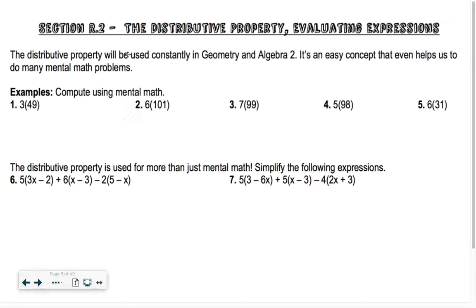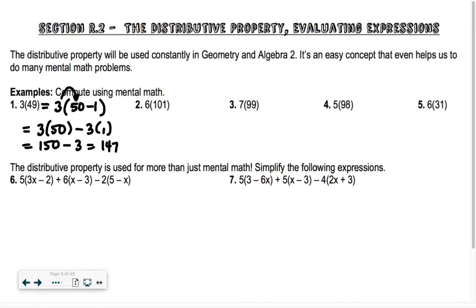If I have 3 times 49, what we do in our head is we think about multiplying 3 times 50 minus 1. If you remember the distributive property, we can distribute the 3 times 50, and we can distribute the 3 times 1. So 3 times 50 we know is 150, and 3 times 1 is 3, so we get 147.